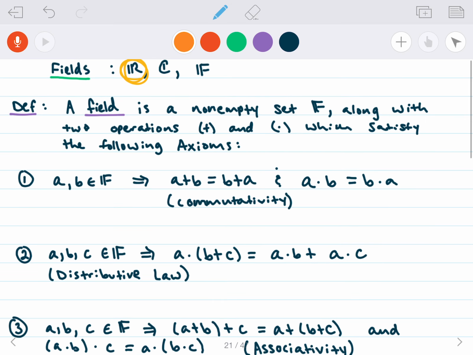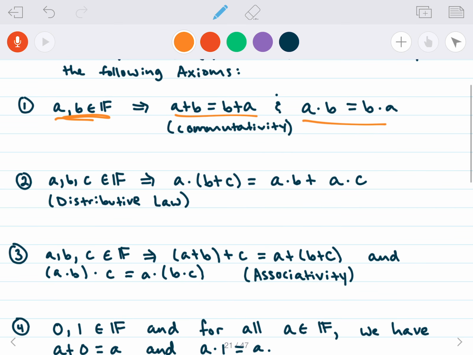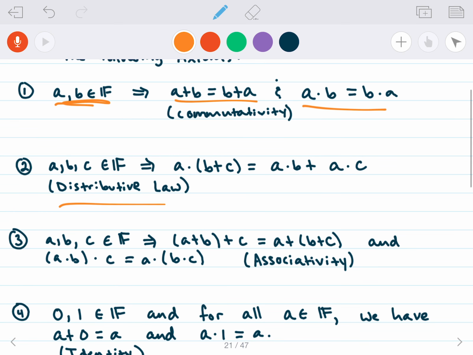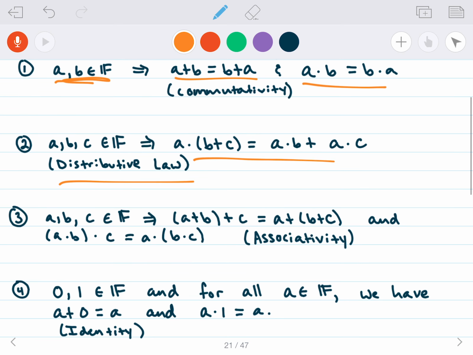But basically, the first axiom says that if you have two things in a field, they're commutative, so you can switch the order of addition and switch the order of multiplication. You know this, 2 times 3 equals 3 times 2. Distributive laws, same thing, you know this from algebra. It's just exactly what you think is happening. Associativity: when we're adding or multiplying, we can group the numbers in any which way we'd like.